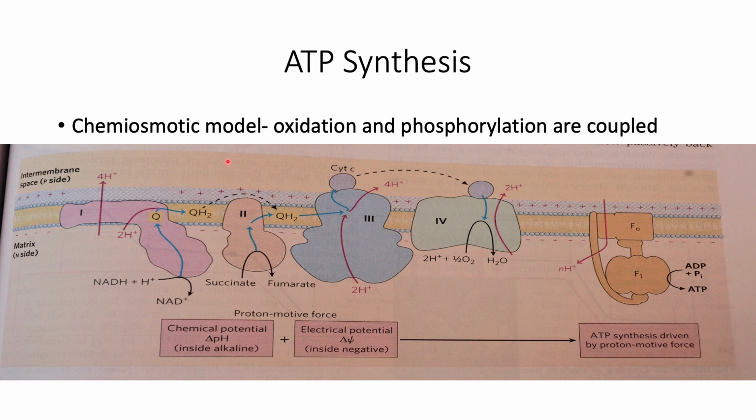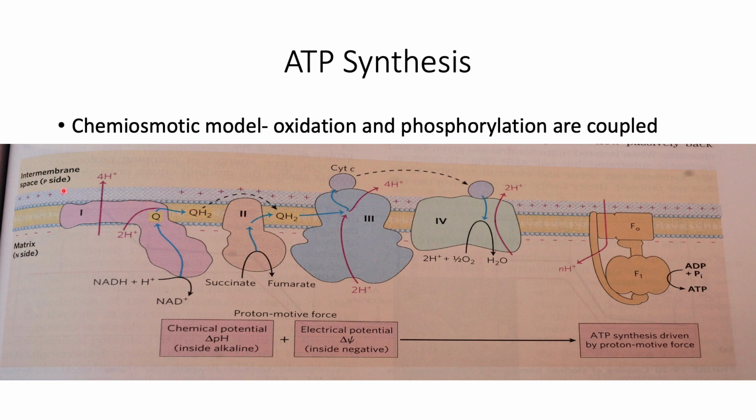For ATP synthesis, we have a chemiosmotic model where oxidation and phosphorylation are coupled. Again, here is the intermembrane space and the matrix on the other side. NADH is oxidized here. You get the fumarate, succinate transition here. You have a proton pump that works over here, generating 4 protons, 2 protons there, and you get the presence of superoxide reactions also occurring in sequence, the protons being used in reducing quinone to quinol right here.